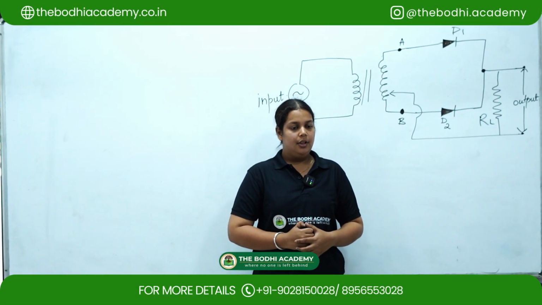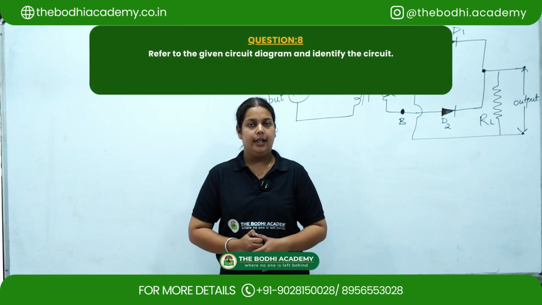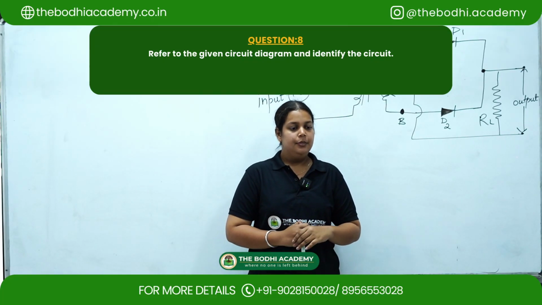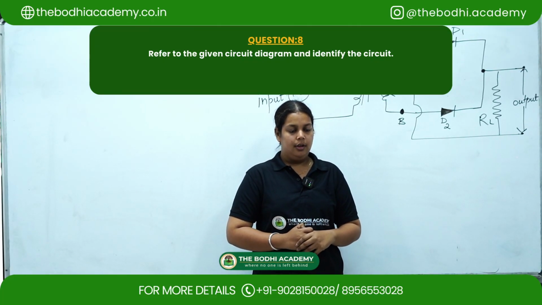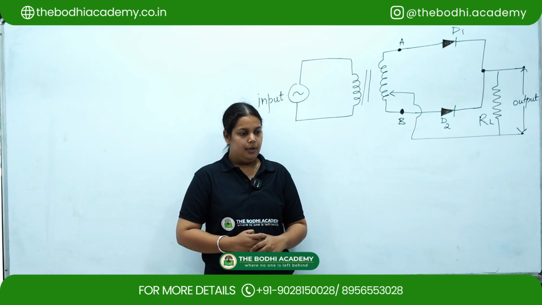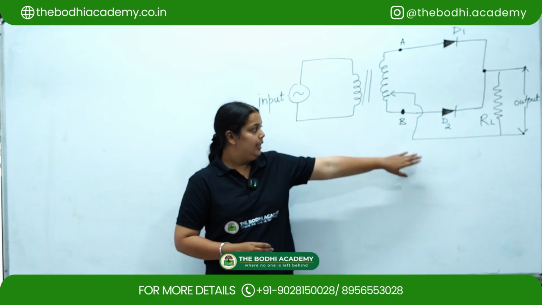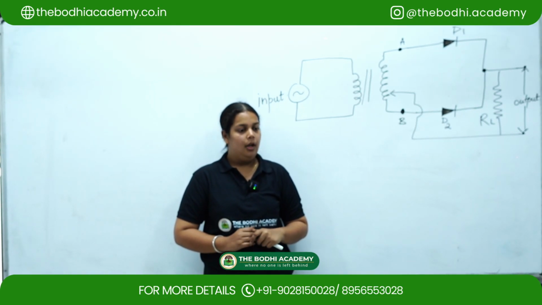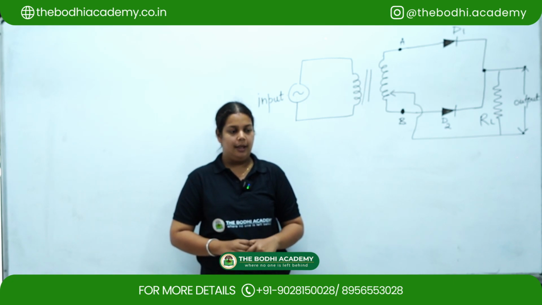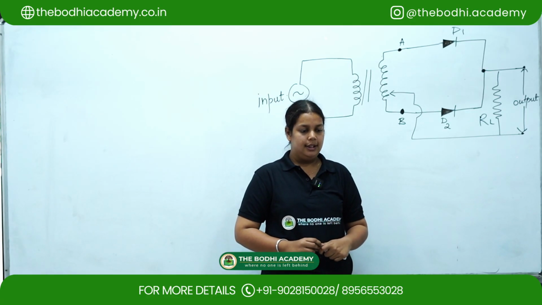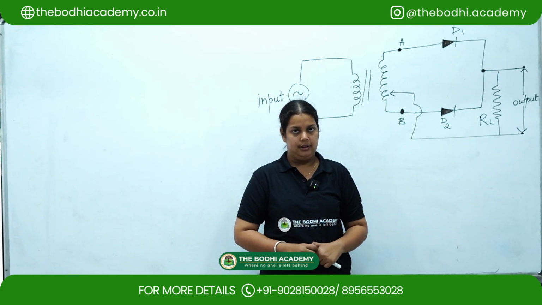Coming to the next question, refer to the given circuit diagram and identify the given circuit. So the circuit diagram shows a full wave rectifier. Which end of the secondary of the transformer should be positive with respect to the center tap to forward bias diode D2? So in order to forward bias diode D2, end B of the transformer should be positive with respect to the center tap. How does the output voltage change if the amplitude of the input voltage is increased? If the amplitude of the input voltage is increased, then the output voltage will also increase.